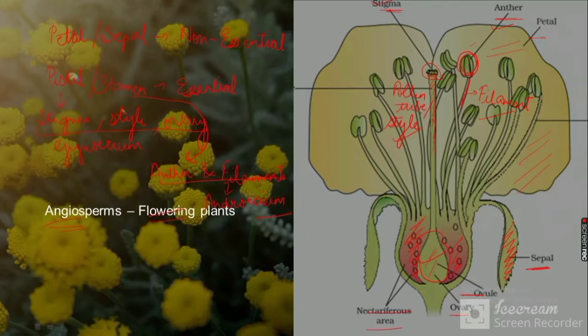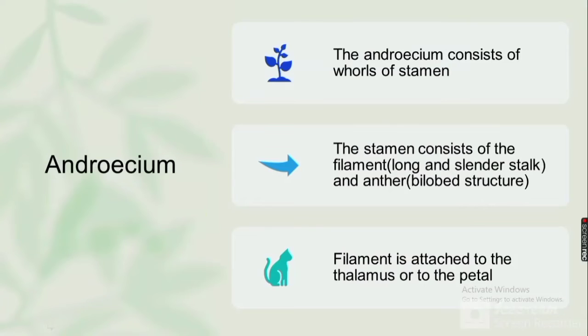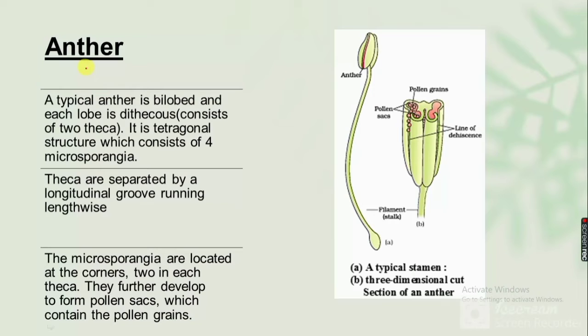Androecium, as I've told you, consists of the whorl of stamens. Stamen means anther and filament together. They are the male parts. Stamen consists of the filament, which is the long slender stalk, and the anther, which is the bilobed structure. Anther is bilobed and each lobe is dithecous, meaning it contains two thecae. It is a bilobed structure and consists of two thecae.